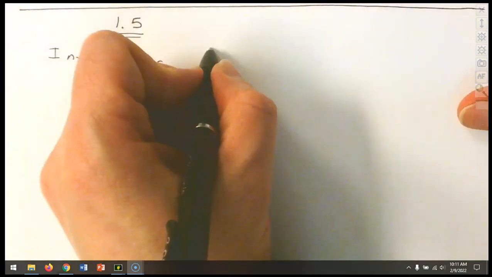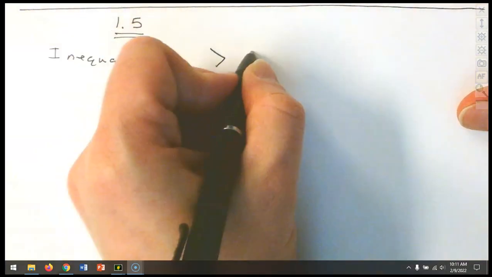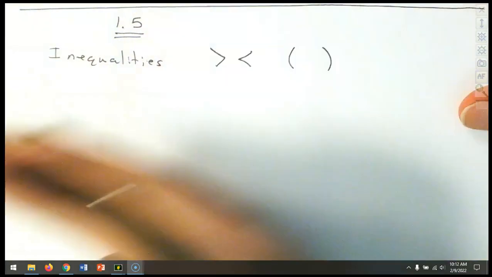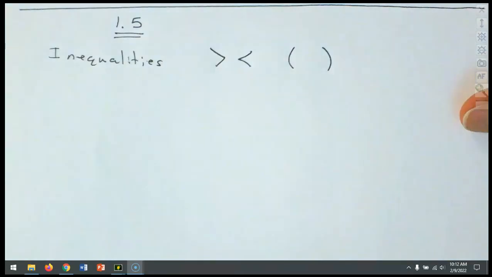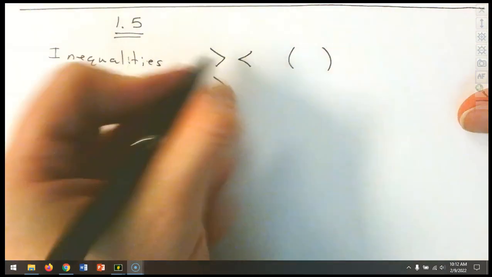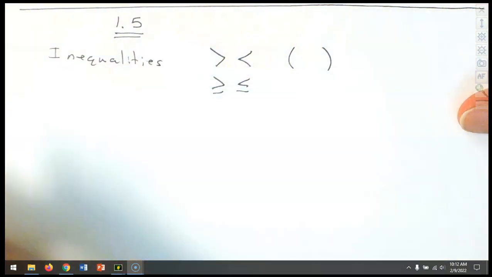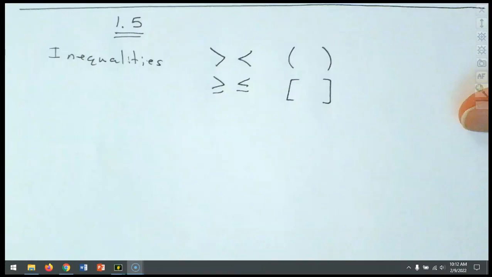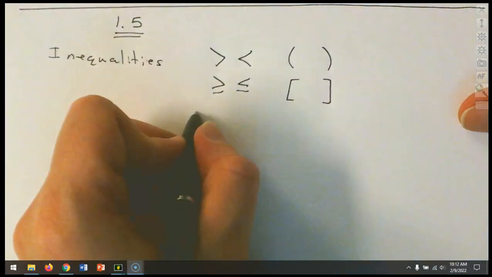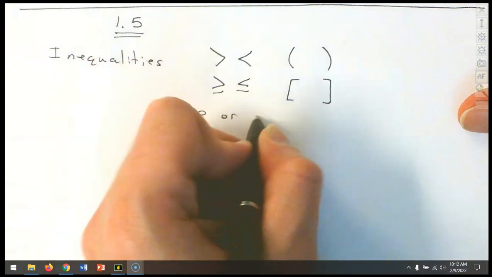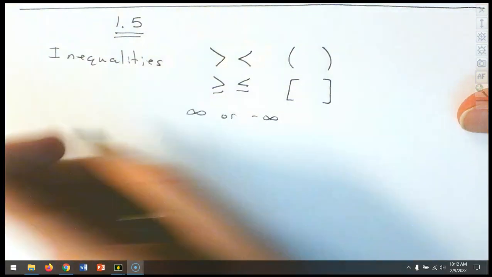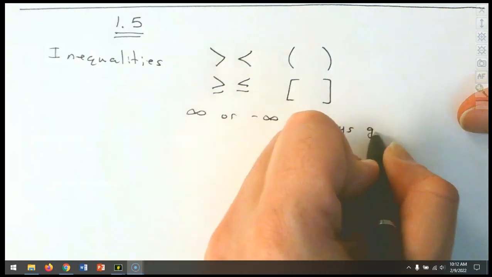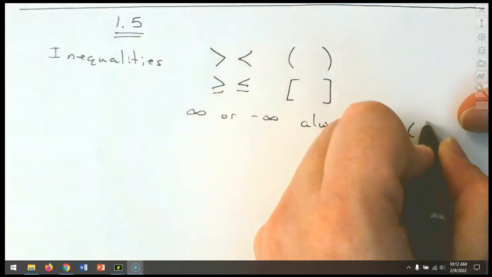So when we talk about greater than, less than, on the number line, those get parentheses. Greater than or equal to, less than or equal to, those get your square brackets. And positive infinity or negative infinity, they always get parentheses.